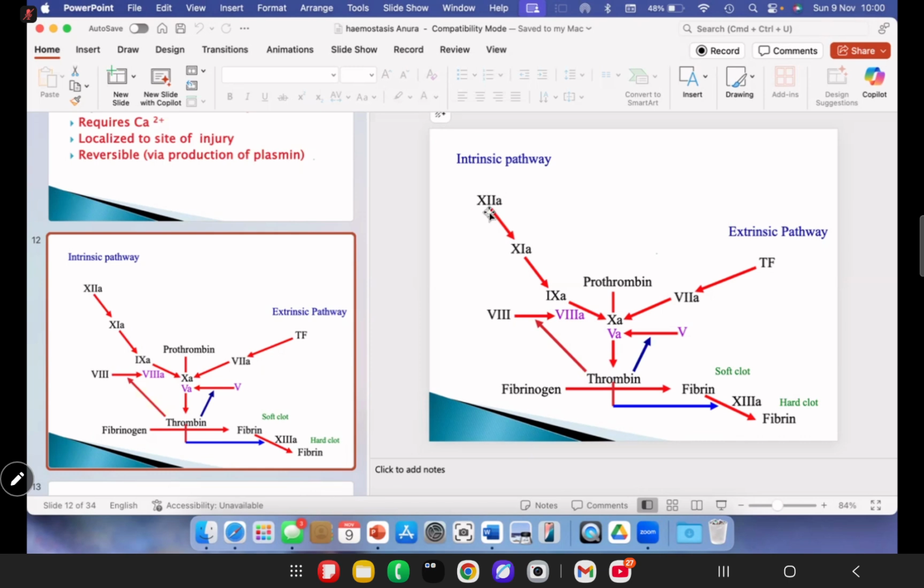So the intrinsic pathway starts with factor 12, then factor 11, factor 9 and 8. So it comes to the common pathway. Now there are problems with this pathway as well. One is factor 8 deficiency, which is hemophilia A. Factor 9 deficiency is hemophilia B, that's called Christmas disease. So that is important, right? So these are the things.